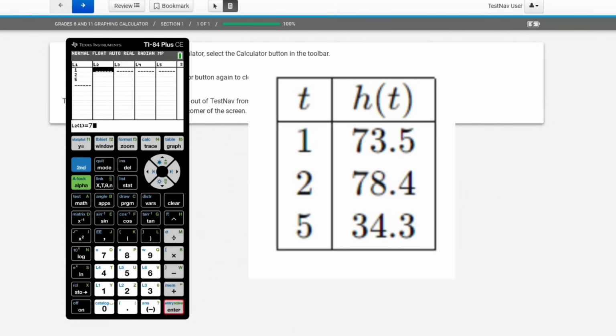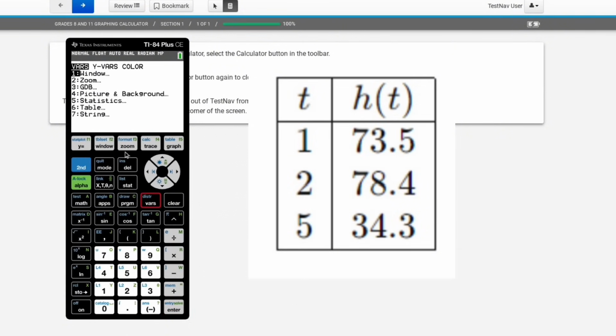That matched up with 73.5, 78.4, and 34.3, respectively. All right. We need to do a quadratic regression. So stat again, calc, and quad reg is number 5. So go down to 5 or hit 5. And usually when we do this, we would go down to store regression equation and save that. I'm going to show you how to do that just in case you've never seen it before.